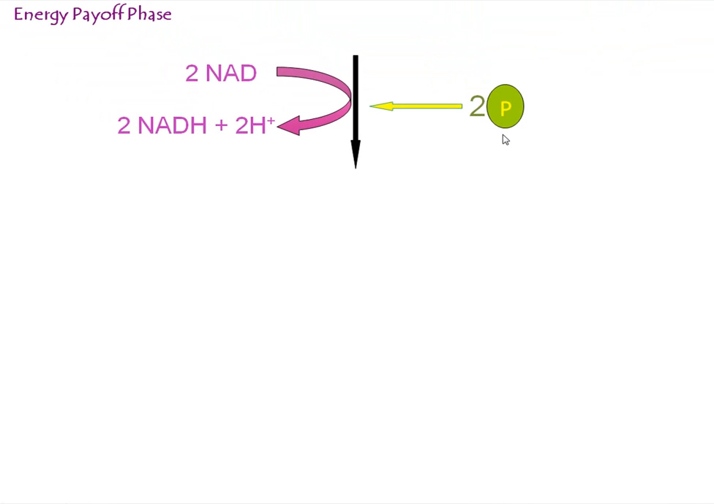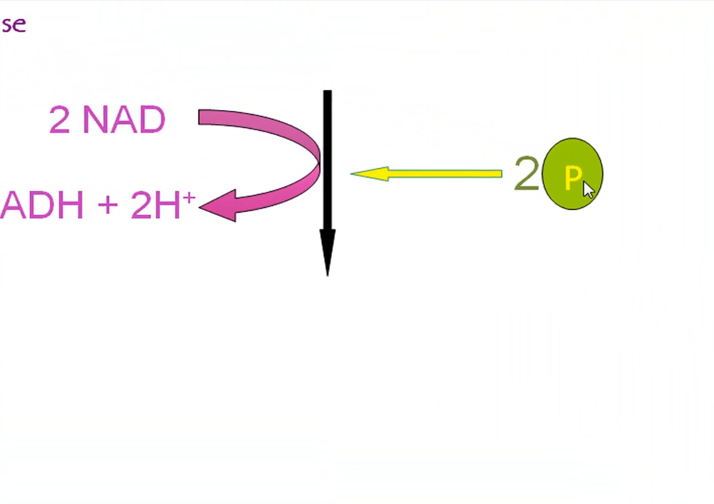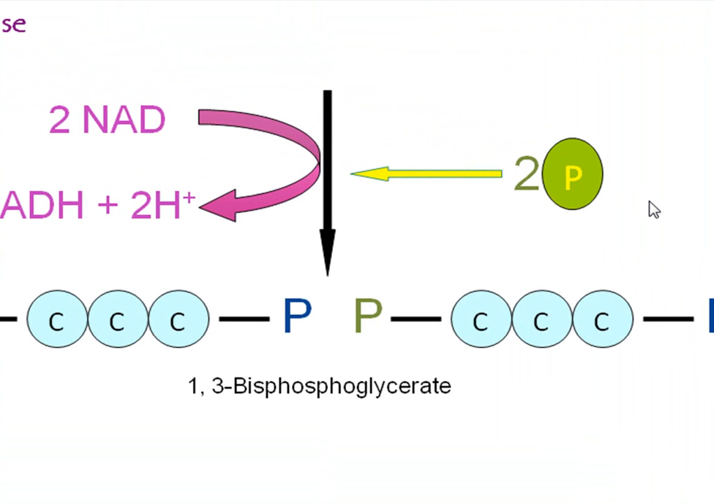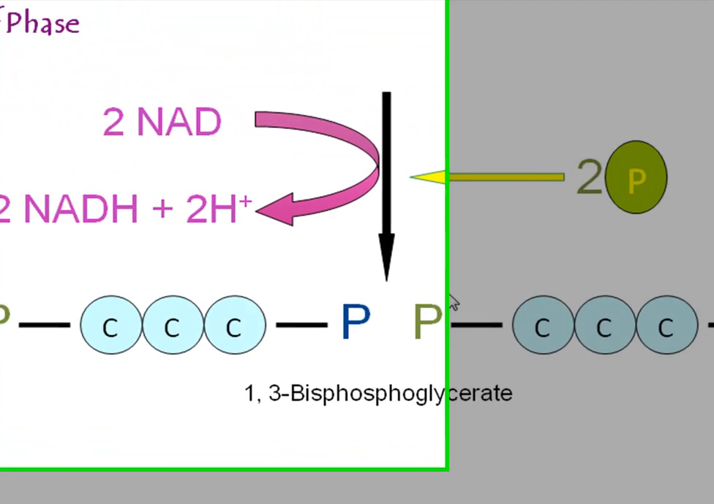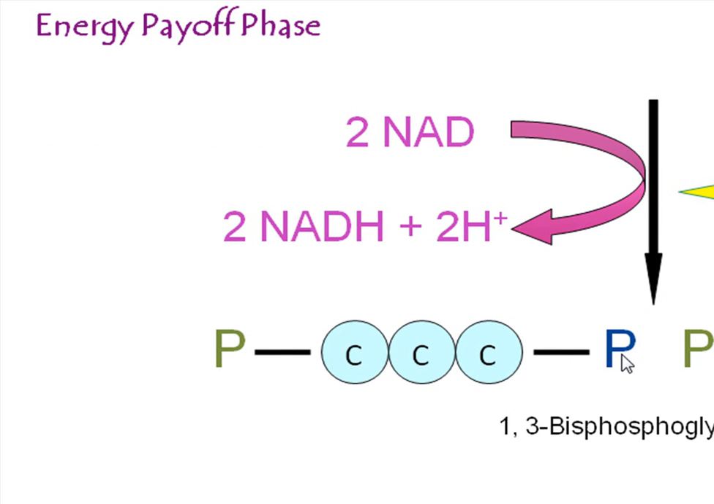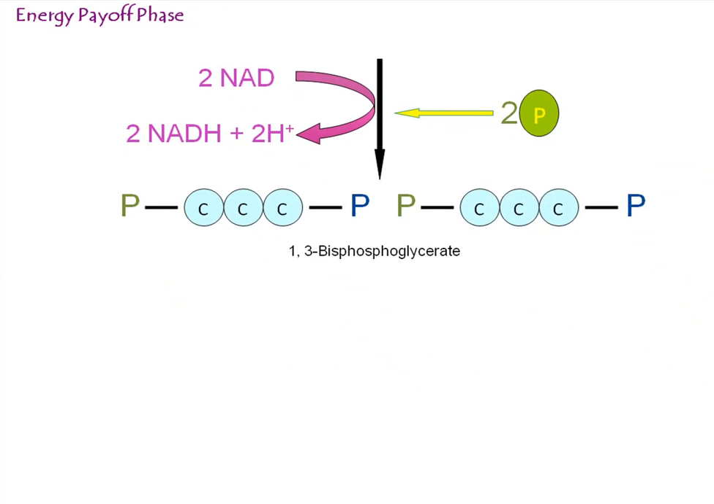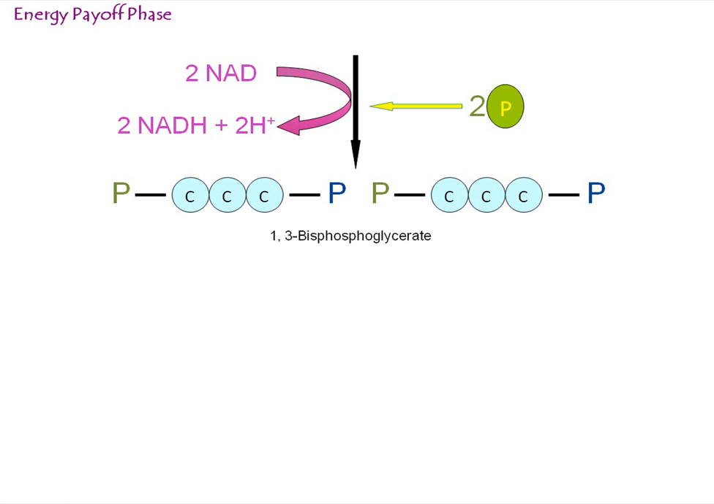But another thing that happens is that 2 inorganic phosphates also come into play. So what we see is that we now have our phosphate that was on the glyceraldehyde 3-phosphate and a second phosphate come in. That is because there is an open bond on our carbon from the removal of the hydrogens for reducing NAD to NADH. Because of this, we see these 2 inorganic phosphates coming into play. We now have 1,3-bisphosphoglycerate.